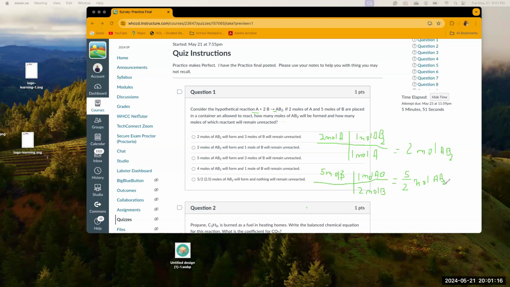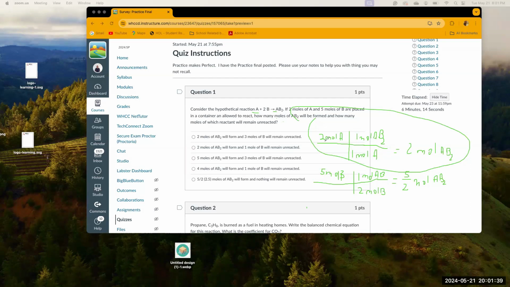Okay. So we know that 5/2 is basically 2.5. Now, you're going to run out of one before you get to the other, right? So you always want to go with the one that has the smallest amount of moles that are being generated. So in this case, the correct answer would be the top one. So A is going to be limiting.